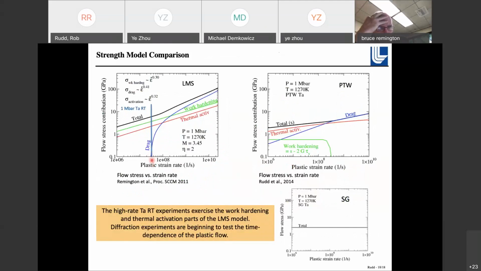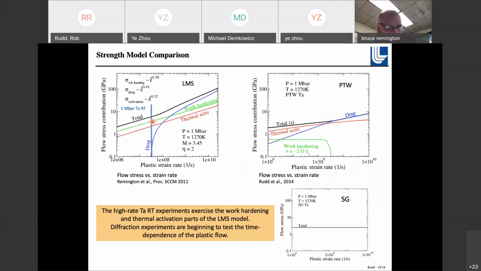And what you see is that at these strain rates of, say, a few times 10 to the 7, in the LMS model, the term that dominates the flow stress is the work hardening. So you might say, wait a second. We heard in earlier lectures, through the activation volume analysis for a BCC metal, that really it's the lattice resistance that should be dominating. But the story is different here at these extreme conditions.